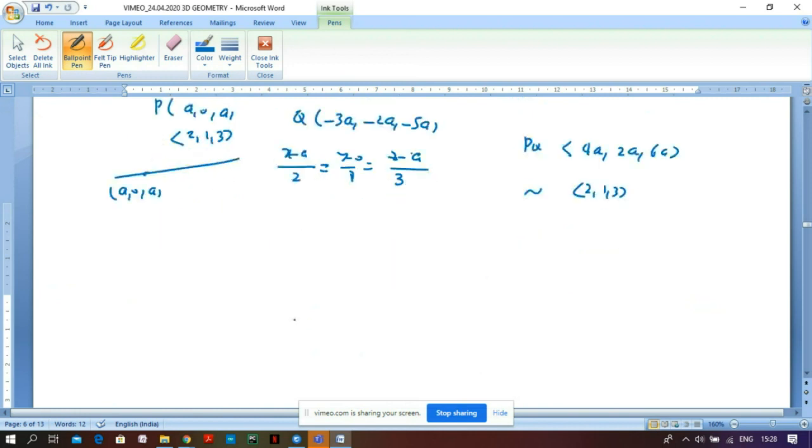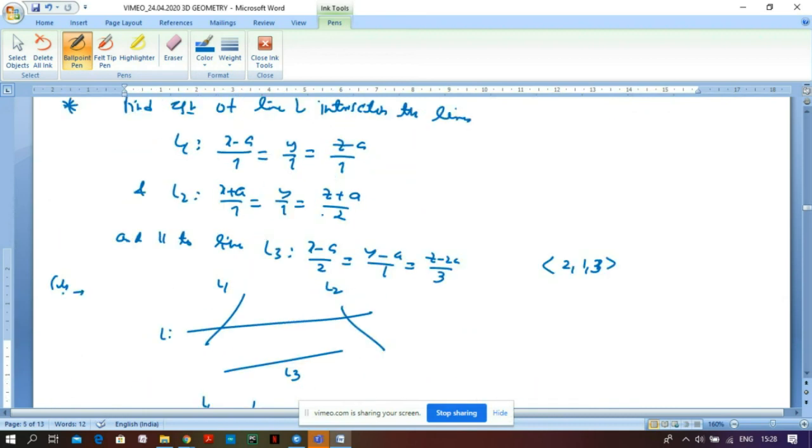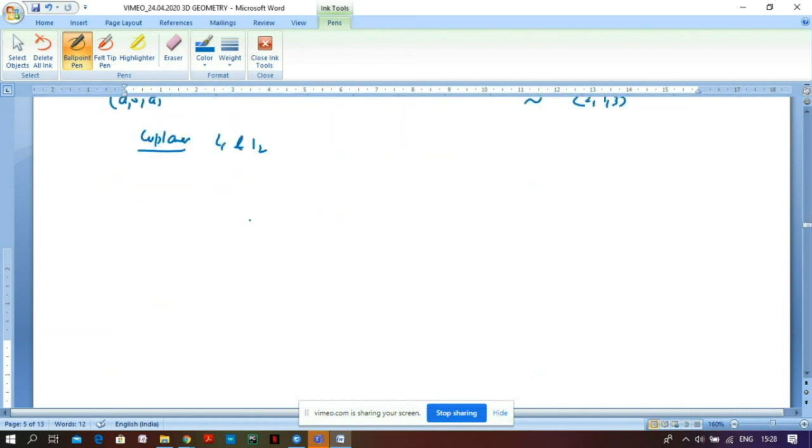One more thing here, we can also find how these lines are, these two lines and the third line intersecting. So we can start with whether the first two lines, L1 and L2, are coplanar or not. So let me do it quickly. L1 direction ratio is 1, 1 and 1. L2 direction ratio is nothing but 1, 1 and 2.